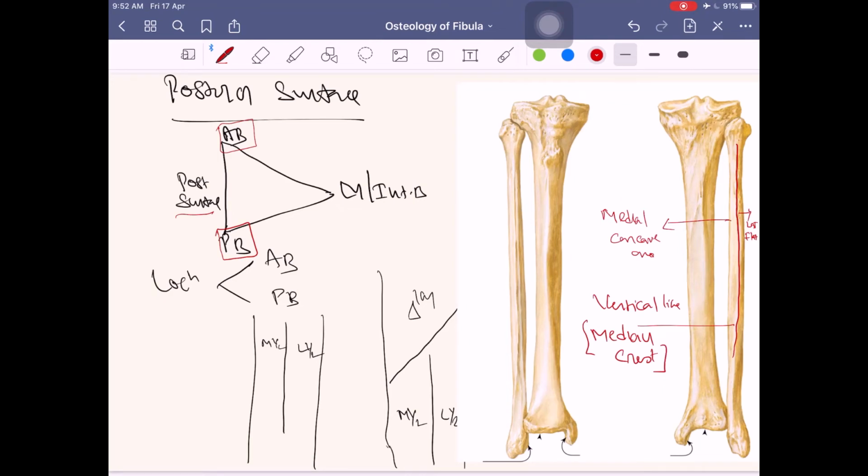Here we can see that upper part, the lateral area, in the upper 1/4 of the lateral area, this much, this 1/4 gives attachment to soleus. So soleus is attached here.